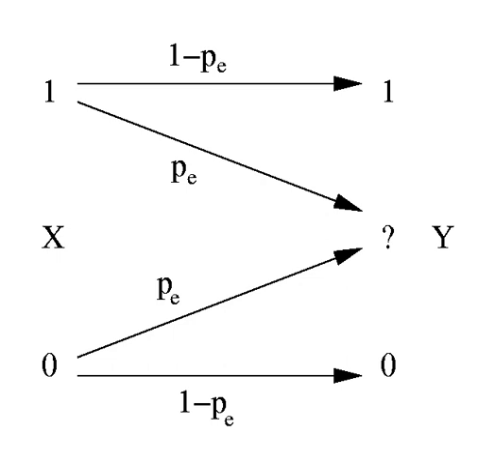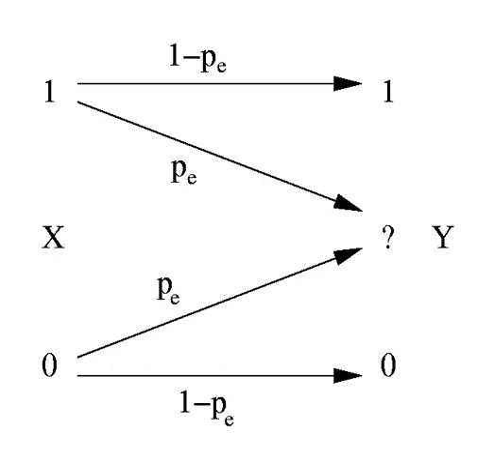Topic: capacity of particular channel models. A continuous time analog communications channel subject to Gaussian noise. See Shannon-Hartley theorem. A binary symmetric channel, BSC, with crossover probability p is a binary input, binary output channel that flips the input bit with probability p.